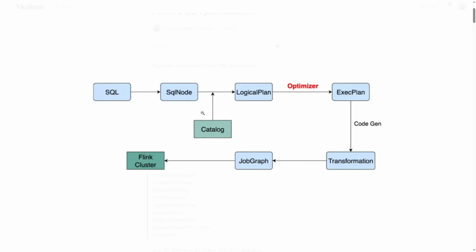While creating that logical plan, we leverage the catalog to resolve the references present on that particular SQL node, because a SQL node is just text, and we need to find out what that text means. Once the logical plan is created, the optimizer creates an execution plan from it, and the execution plan generates code for each transformation. Then we have a job graph, which is nothing but a list of transformations with directed edges.